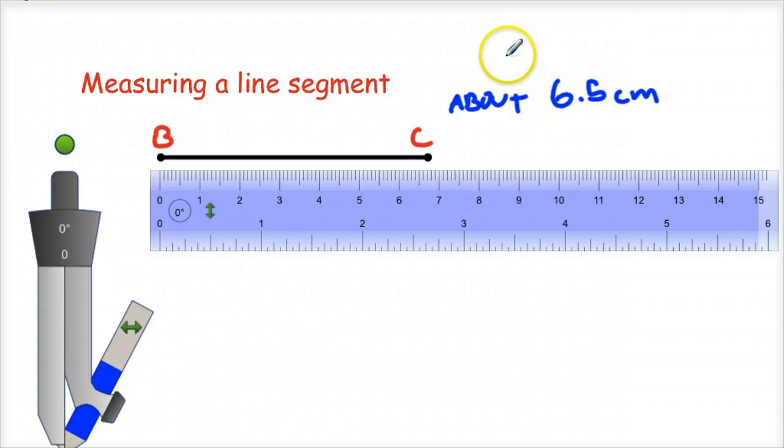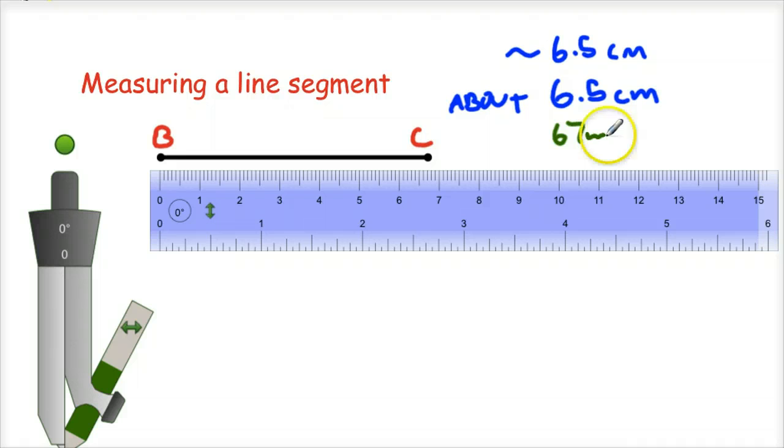You might also see a squiggly line like that, which is a symbol for the word about. And then you could also count this off in millimeters. Each centimeter is 10 millimeters. That's why it's nice using the metric system, because it's all base 10. So I know that's 60 millimeters. That would be 65, because it's halfway between 60 and 70 millimeters. And then it looks like that's at about 66, 67. So 67 millimeters would be the more precise measurement, right?